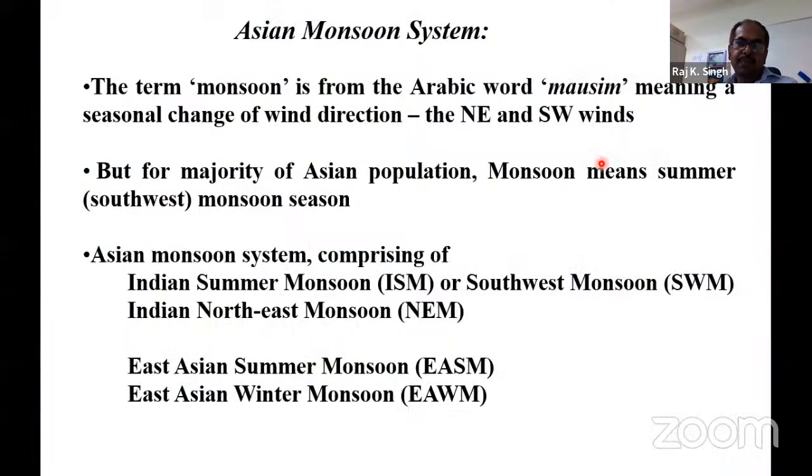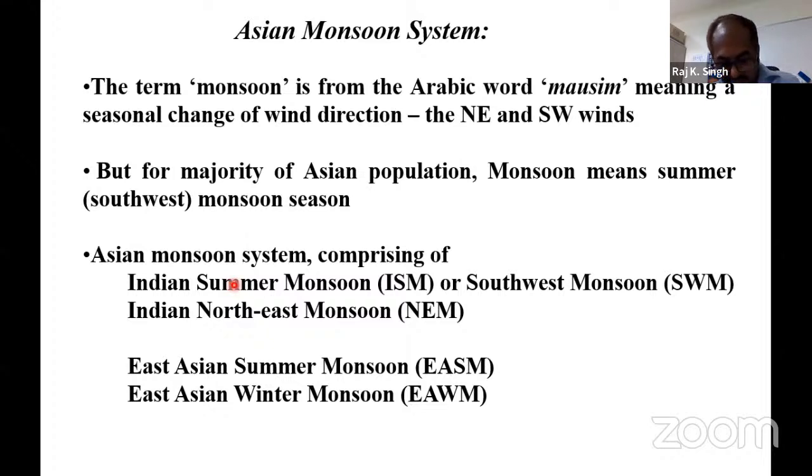Many of the speakers prior to me, Professor Hema Achyuta Ma'am, have explained details about the monsoon and the factors influencing it. Basically, it is a seasonal change in the wind. For the majority of people, monsoon means the southwest monsoon or the summer monsoon. And for India, our economy and our activities depend on that southwest monsoon.